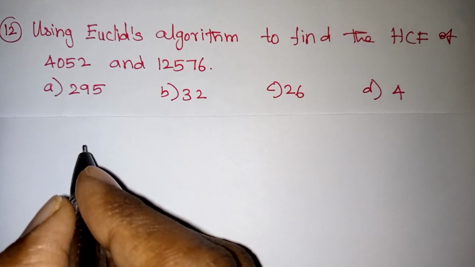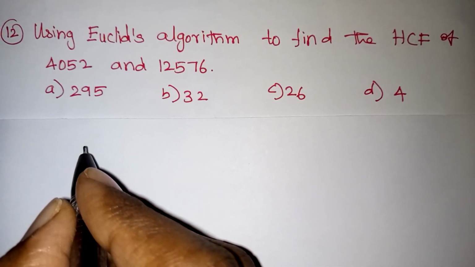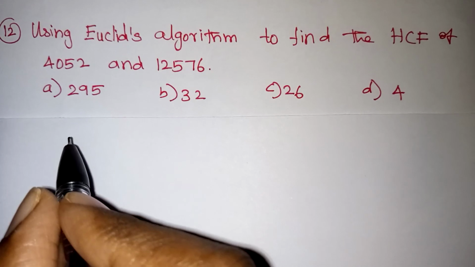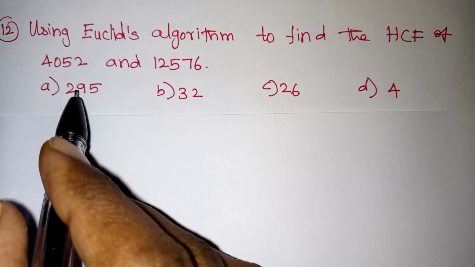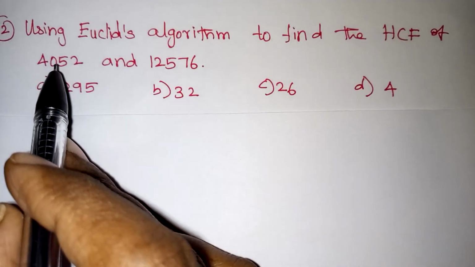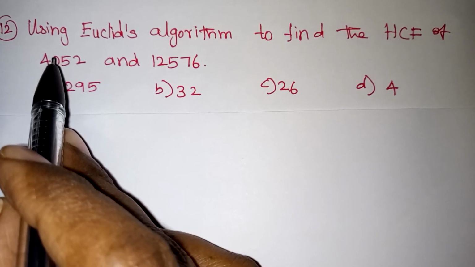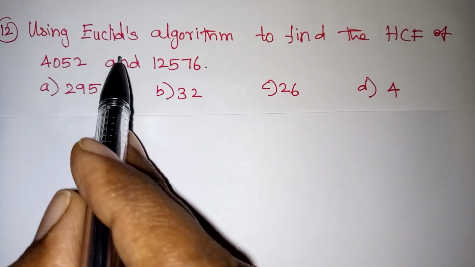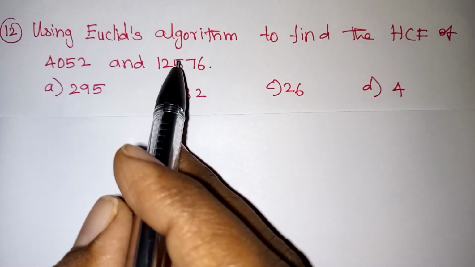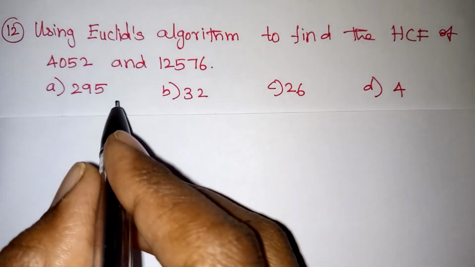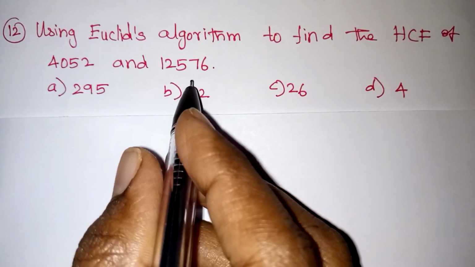Hi students, in this video we are going to learn some possible questions from real numbers. Look at this question. This is our 12th question. Before the questions, we have already uploaded videos that you can watch. Using Euclid's algorithm to find the HCF of 4052 and 12576 is our question.